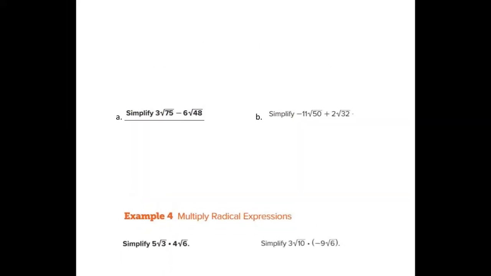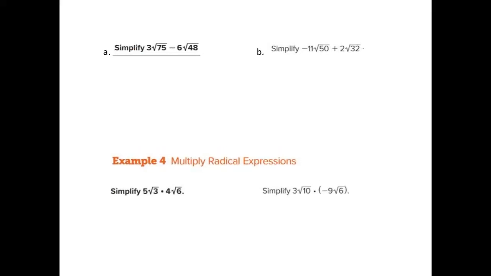Holy smokes. All right. Oh, Miss Dee, they're using larger numbers here. Yes, they are. Here we go. Let's look at A. It says simplify 3 times the square root of 75 minus 6 times the square root of 48. Can I combine those as they are? No, they don't have the same radicand. So put the 75 down. This 3 in front is just hanging out in front. So we just deal with the 75 for right now.